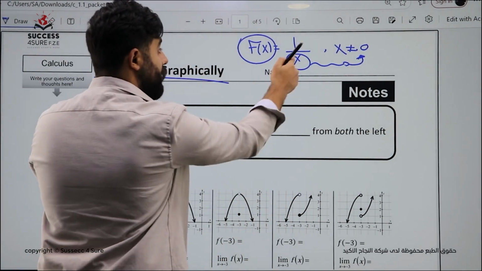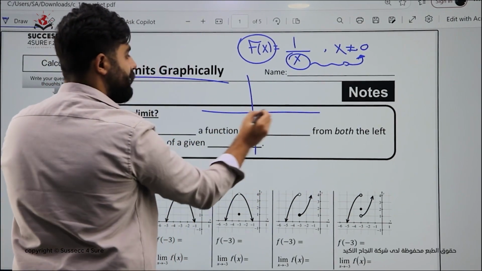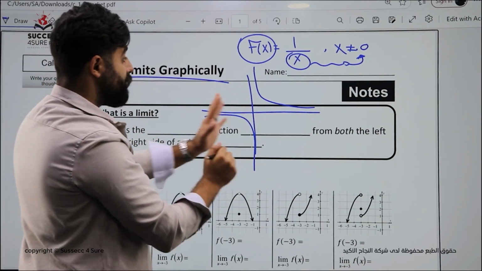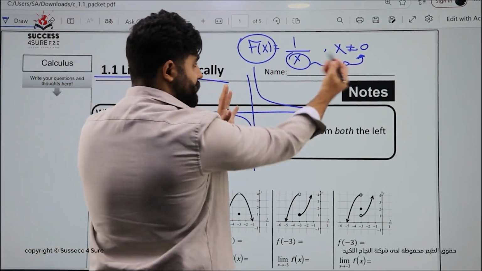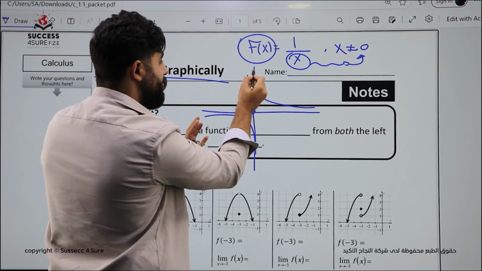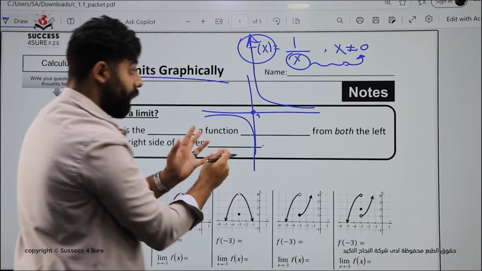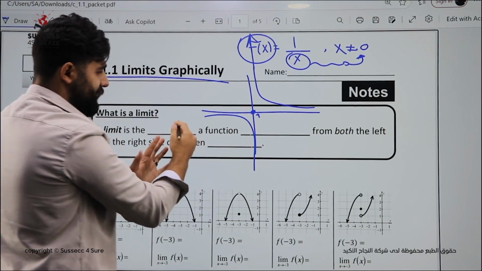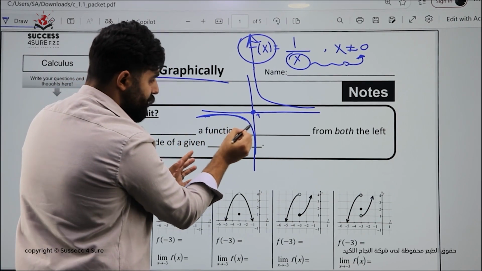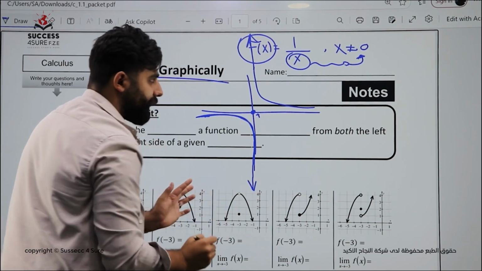Now, what is the graph for 1 over x? We talked about that in the previous lesson. It's like that. When the value of x gets closer and closer to 0, you might see that the function is going to infinity from the right of 0. And when x gets closer and closer to 0 from the left, the value of the function is going to negative infinity. It doesn't touch the y-axis, by the way.